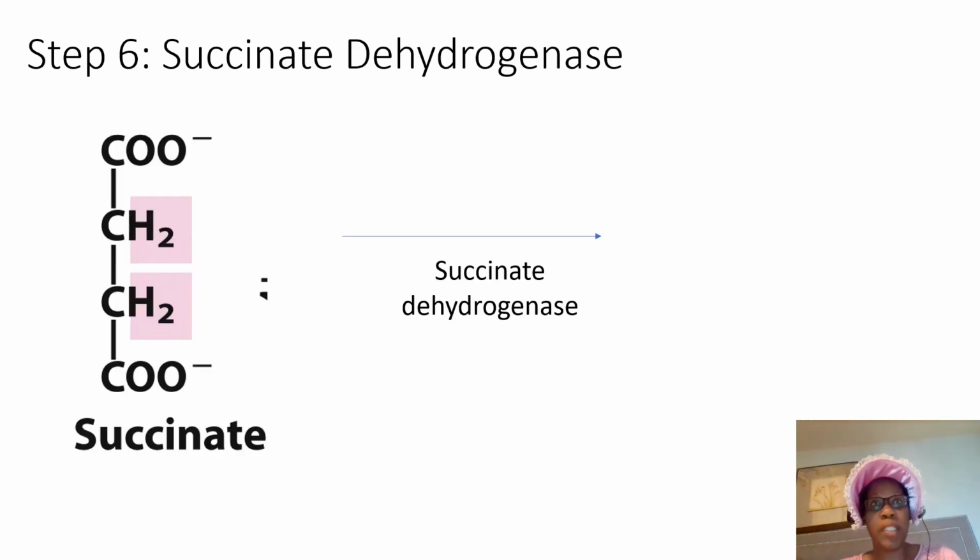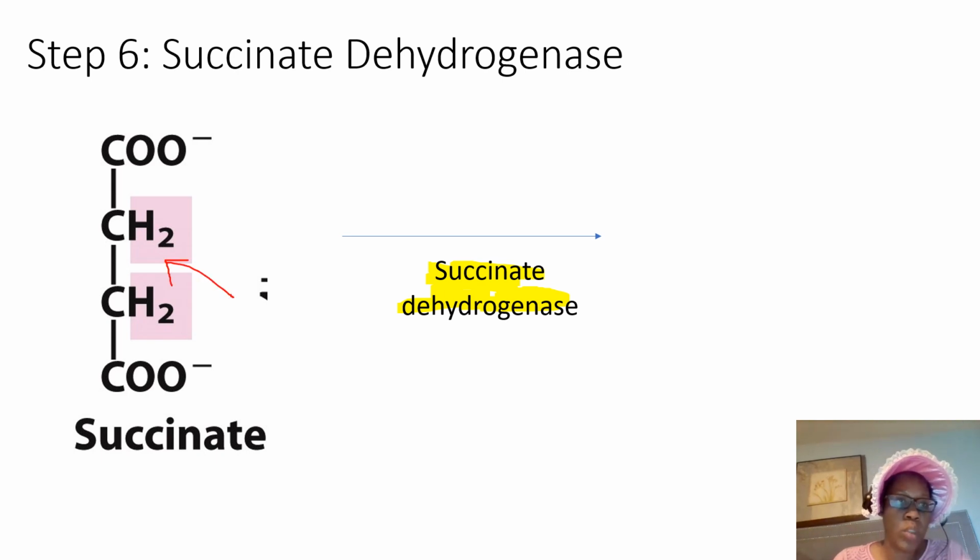We're almost there. Step 6 utilizes the enzyme succinate dehydrogenase. In the last step, we created succinate, which is 4 carbons. And now we're utilizing the enzyme dehydrogenase, which is an oxidoreductase. And so this time it's not an oxidative decarboxylation. So we're just going to perform an oxidation where we lose not 1 hydride, but 2 hydrides. So the 2 hydrogens that are highlighted here, if we lose 2 of those, we're going to actually form a double bond.